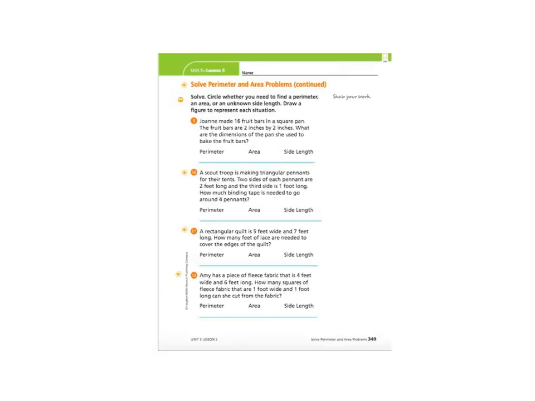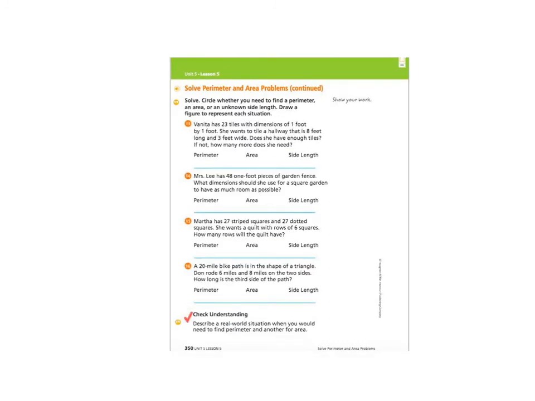So the next page, same idea. Perimeter, area, or side length. Same with the next page. So there's only 4 problems per page, so I know that it's 4 pages worth of work, but not too bad. Pretty doable. So perimeter, area, side length.